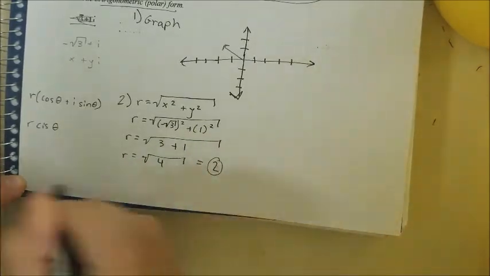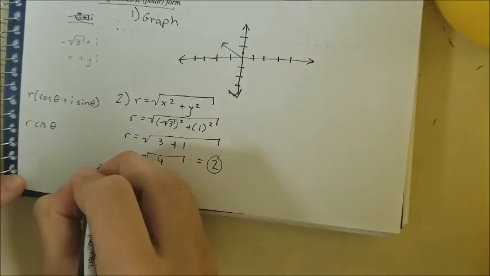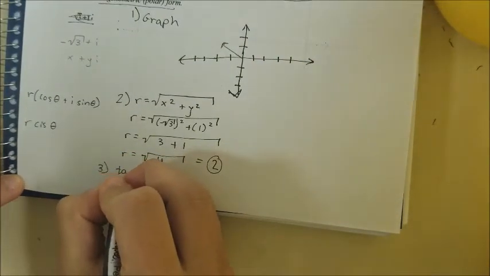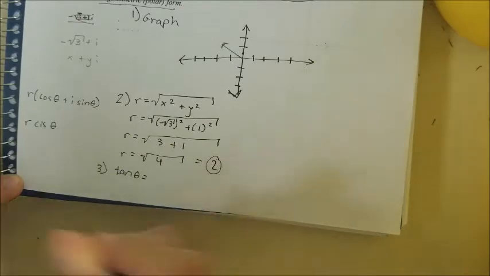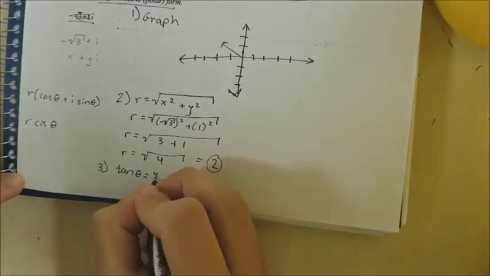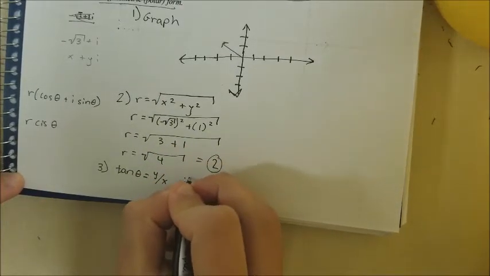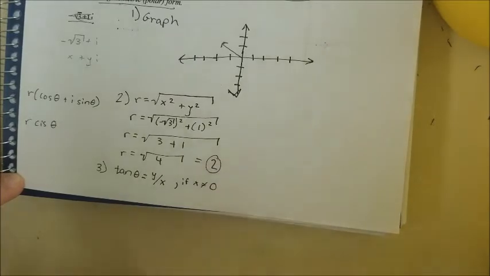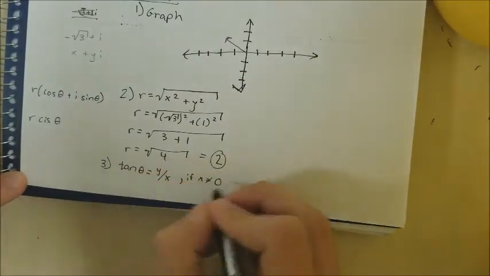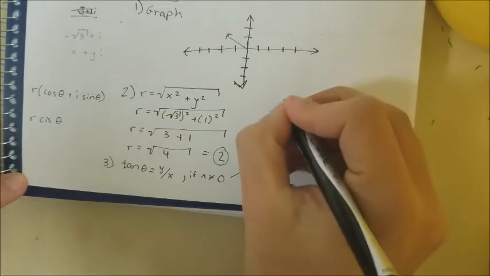So if r is 2, now we have to do step 3, find theta. So tangent theta equals, it's another one of the relationships, y over x, if x is not equal to 0. So in this case, let's just push it up here.